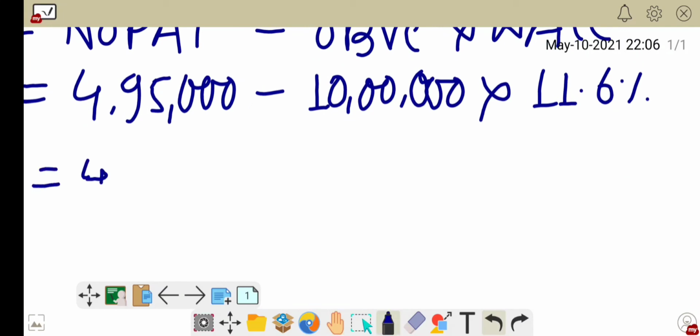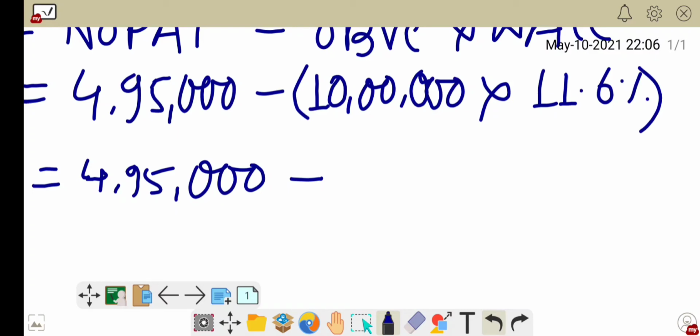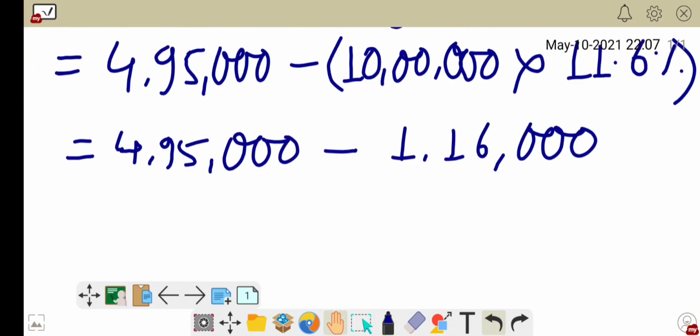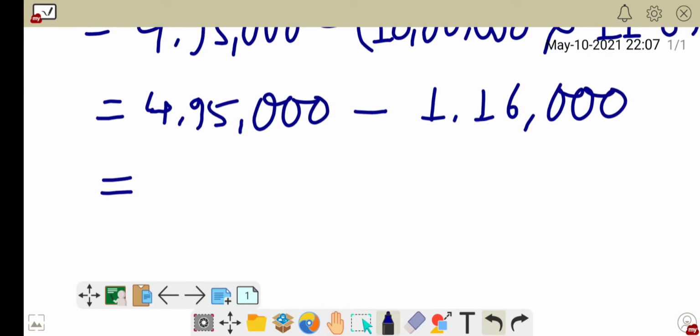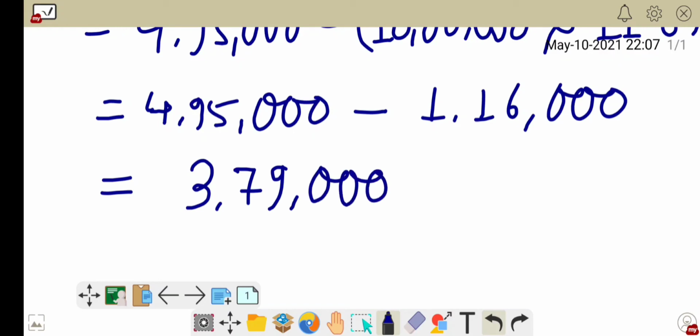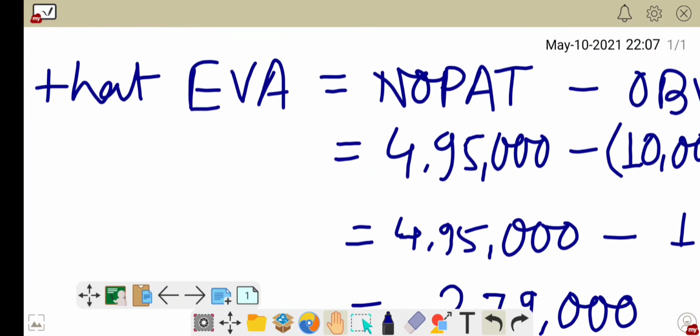So 4,95,000 minus 10 lakh into 11.6%, that is 1,16,000. The result is 3,79,000. So guys, here it is. You can see this answer is written down here. That is the calculation of EVA. And now we have to make a comment on that.